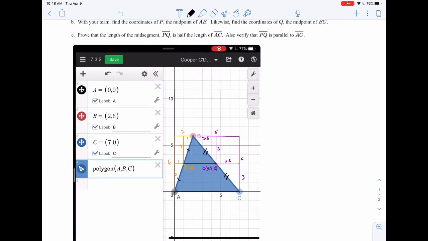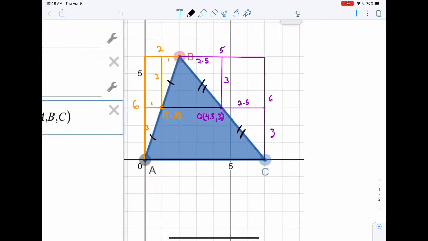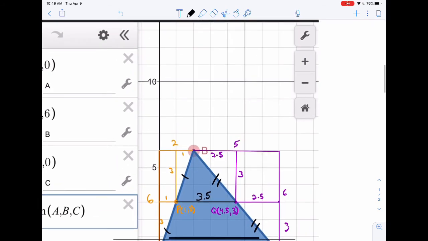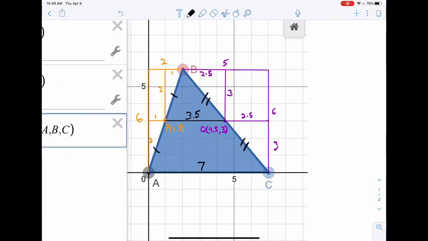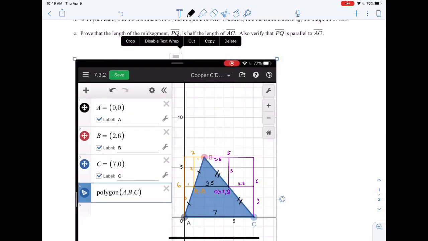We can prove that it's half the length by just counting the squares. We can count here and we can see that this is 3.5. And so if that's half, then AC should be 7. And if you count, you can see it's 7. Okay? And so how would we prove, well, we can write that up here. PQ equals 3.5 units. AC equals 7 units.